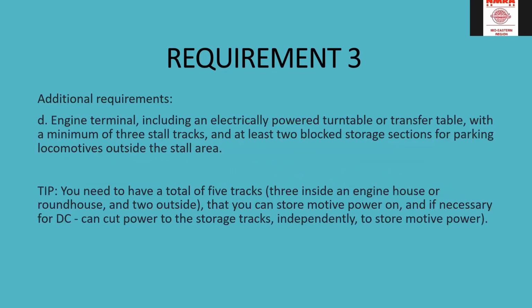Additional requirements: an engine terminal, including the electrically powered turntable or transfer table with a minimum of 3 stall tracks and at least 2 block storage sections for parking of locomotives outside the stall area. Very similar to what we were talking about before in the other requirement. The bottom line here is you need to have a total of 5 tracks, 3 inside the engine house or roundhouse and 2 outside, that you can store motive power on, and if necessary for DC, cut the power off to the storage tracks independently to store the motive power. But we can do the same thing with DCC. The ability to shut the power off is a good thing, and it conserves power on the main power supply.